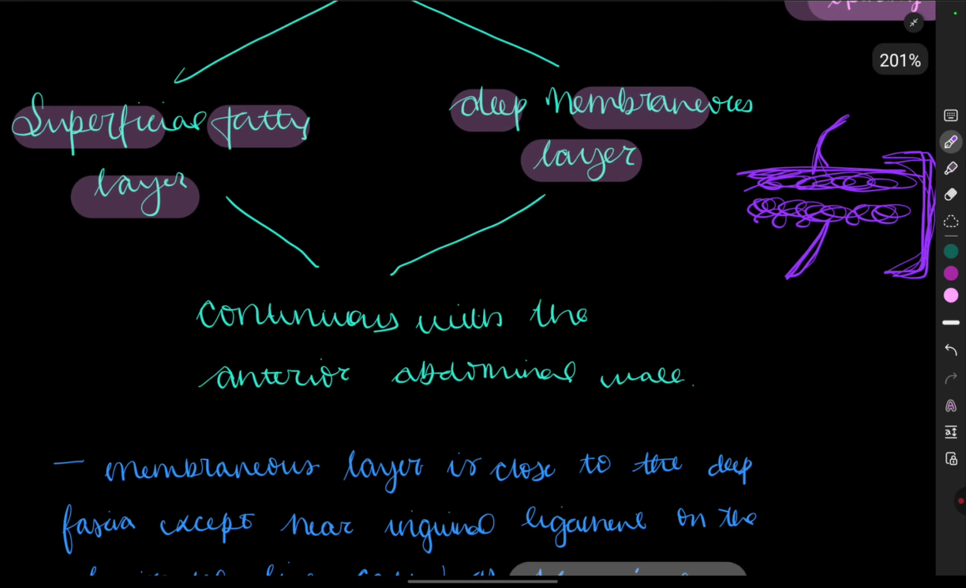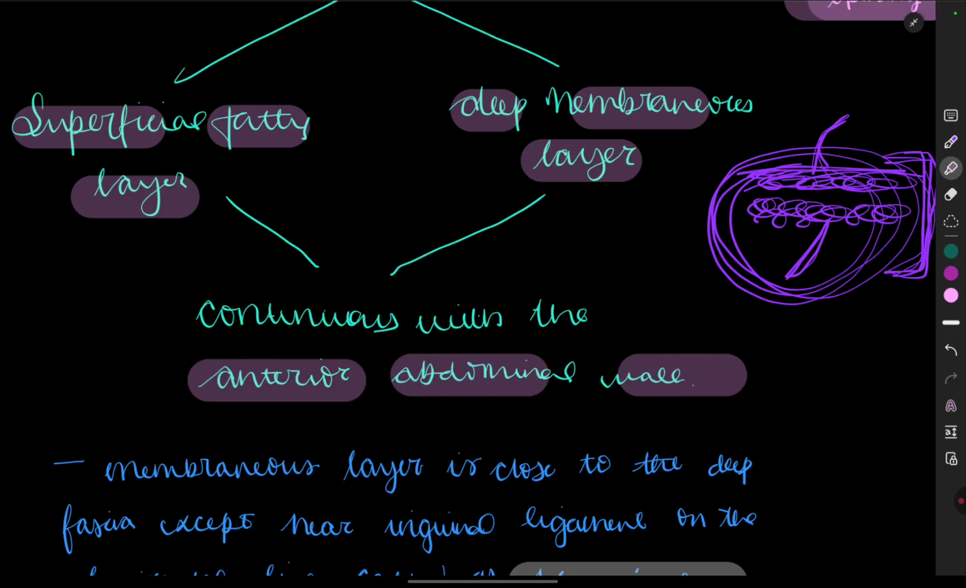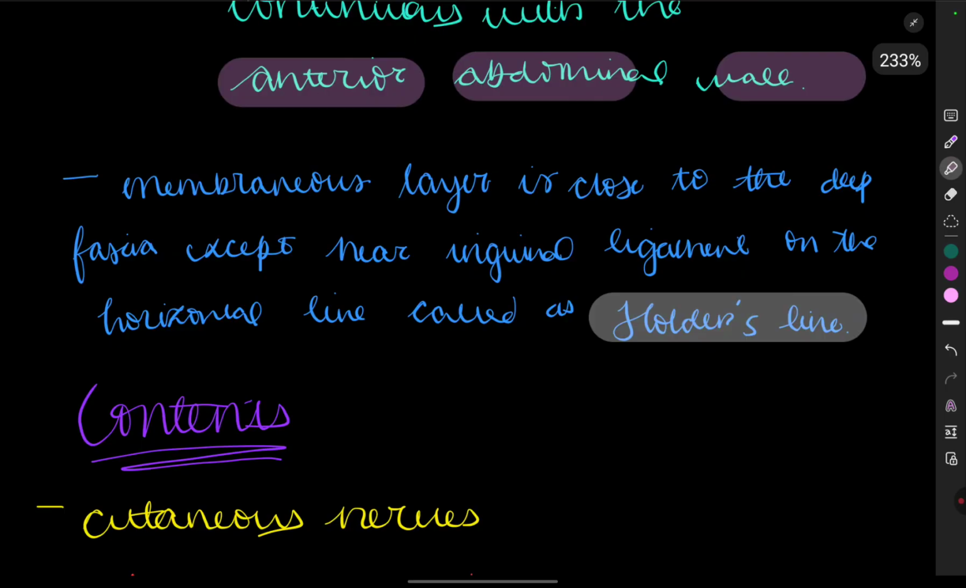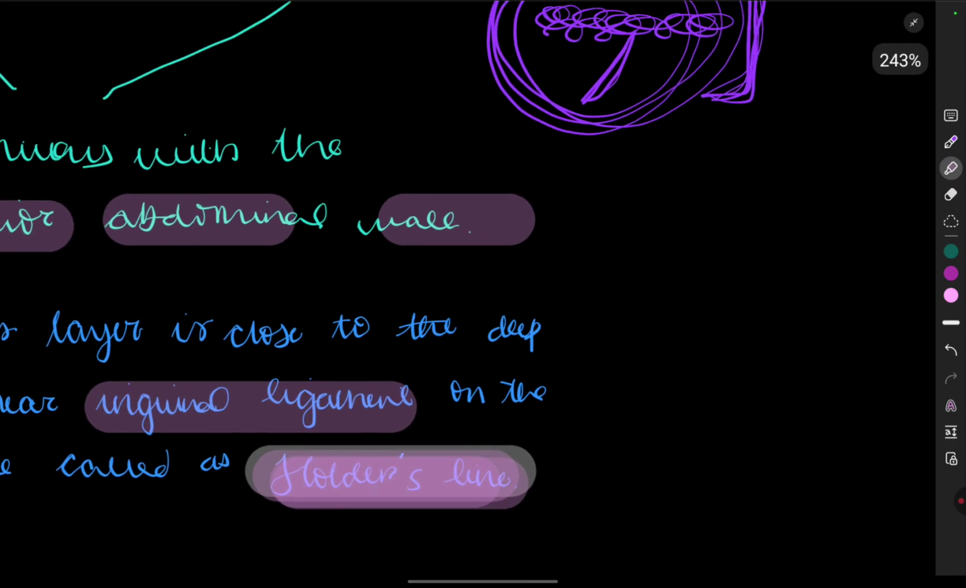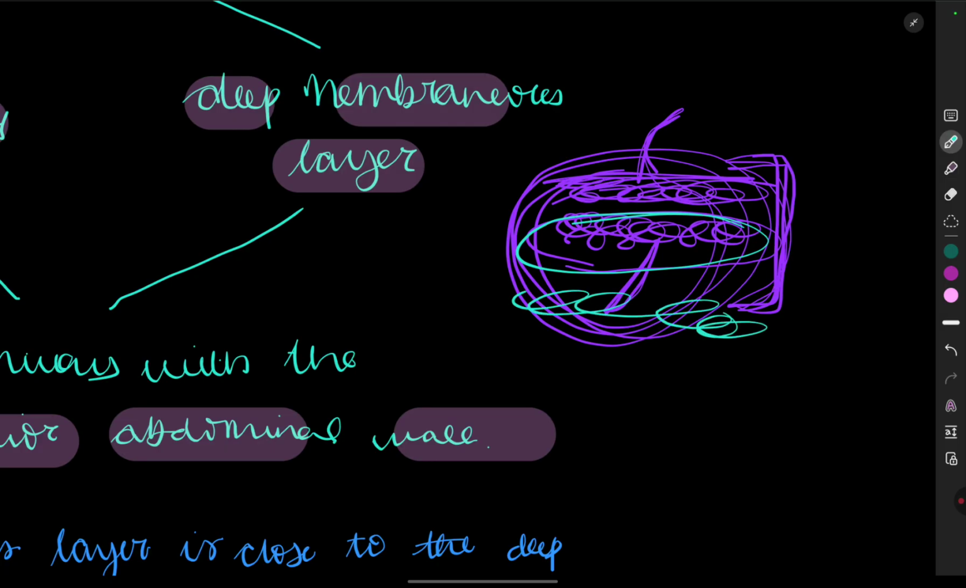These two layers are continuous with the anterior abdominal wall. Now the membranous layer is close to the deep fascia except near the inguinal ligament, on the horizontal line which is called Holden's line. That is called Holden's line. So this is the membranous layer. It is close to the deep layer.